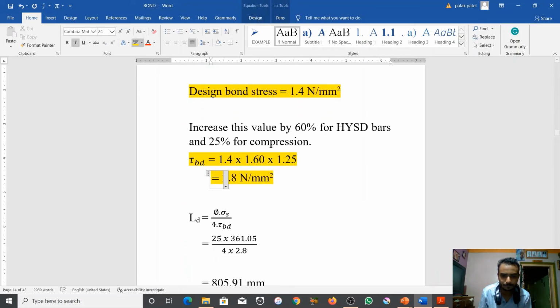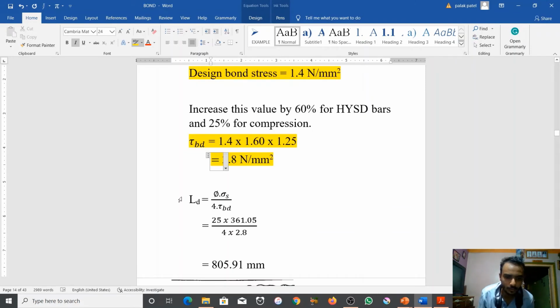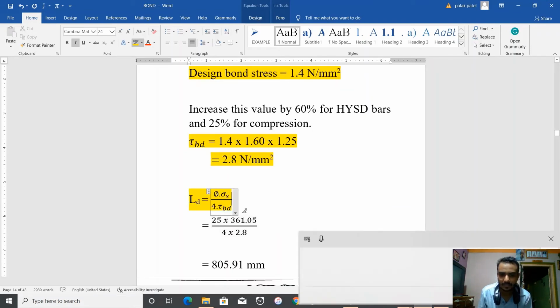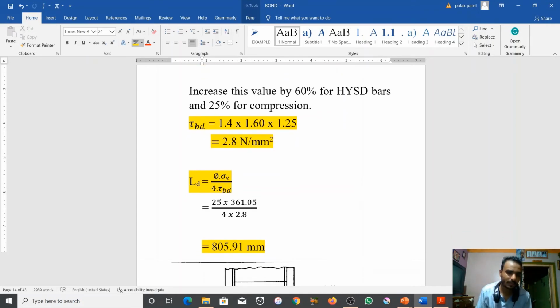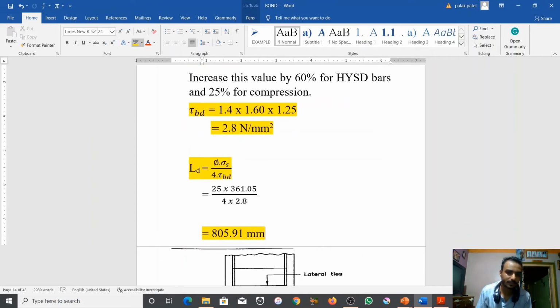Okay, so put all the values in the LD equation. Phi into sigma S upon 4 into tau BD. So phi is 25, sigma S is 361.05, divided by 4 into 2.8. So the development length is 805.91 mm. This is the development length.